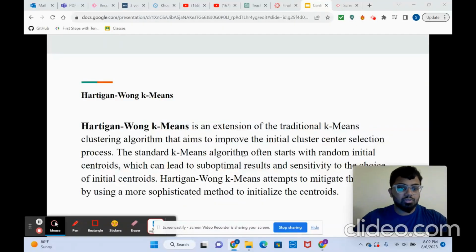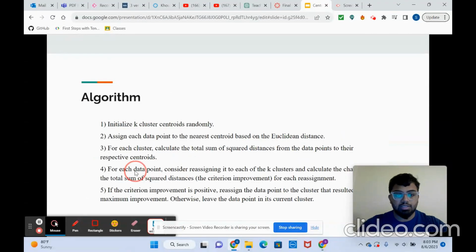Hey guys, I'm Sushruth and I'm going to present this part of the analysis, which is the Hartigan-Wong k-means. It is an extension of the traditional k-means algorithm, an improvement of the previous Lloyd's and McQueen's algorithms, where we try to fix the initial random cluster selection by using some sophisticated methods to initialize the centroids. So the algorithm is as such.